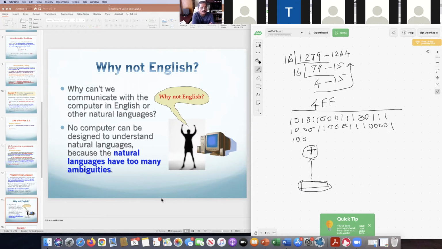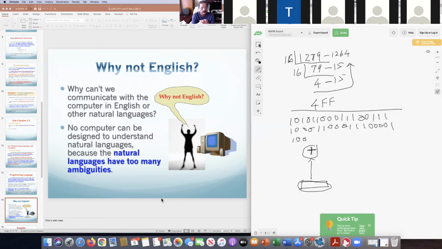Now, why not English? Why can't we write the program in English? We're using some words from English in these other languages, but we cannot write programs in English. Why? Because English, or actually all the natural languages, have their own share of ambiguities. A word has many meanings, depending on how and where it's used. And we have too many words with the same meaning. And so all kinds of complications are there.